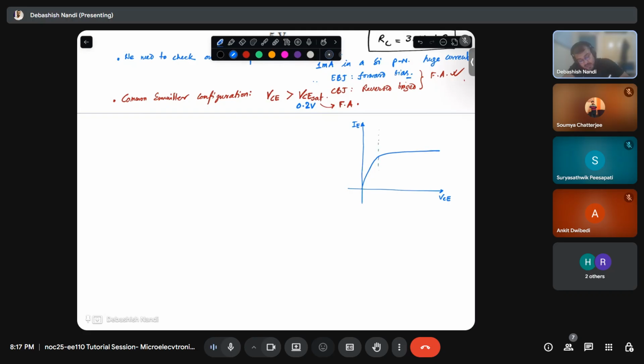if your bias point, and let's say this is your VCE saturation. So if your VCE is somewhere here, you can easily say it is in forward active. Okay. So have you seen or heard of this figure earlier? VCE sat equal to 0.2 volt. Anyone?